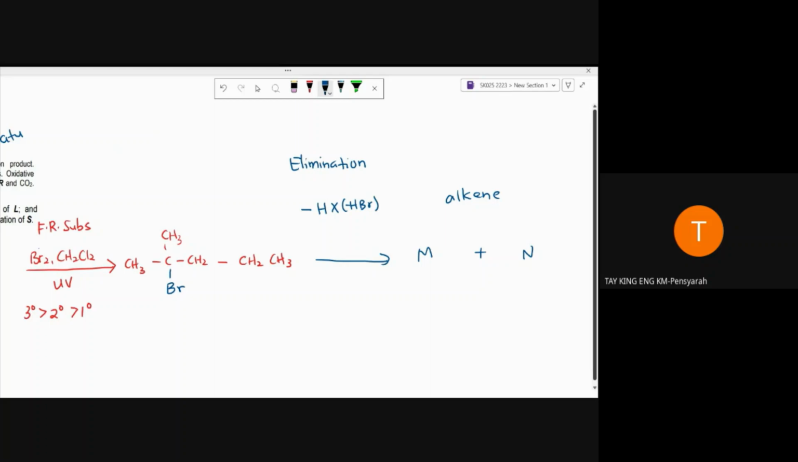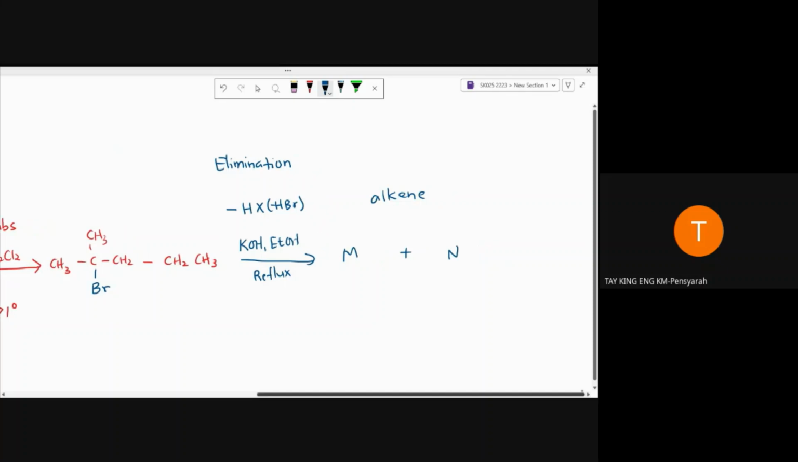And what is the reagent? The reagent is KOH in ethanol, reflux. If I make any mistake, you can tell me, but sometimes I also make mistakes. Okay, for elimination of haloalkane, we have to follow Saytzeff's rule. What does Saytzeff's rule tell us? The major product will have more alkyl groups.